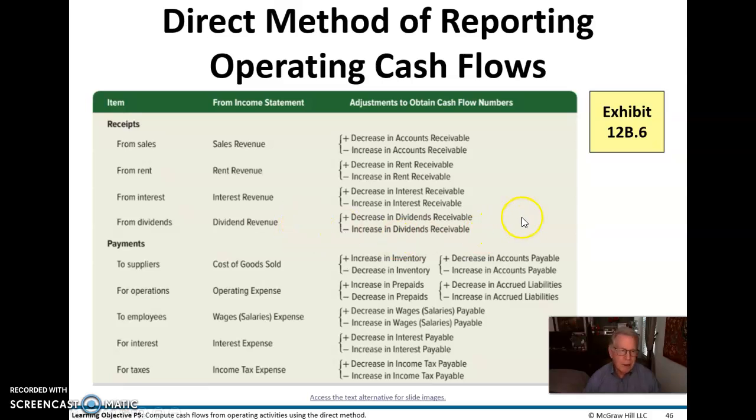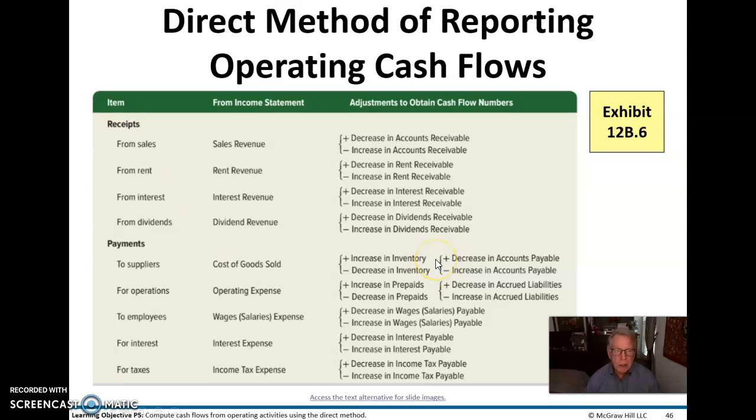Now, payments, in my mind, I always have to shift gears because an increase in inventory is going to increase that expense. So here's cost of goods sold. All of these are expenses. We're going to increase that with an increase in inventory. That means we used cash. So we'll increase the expense for that and decrease it for inventory.